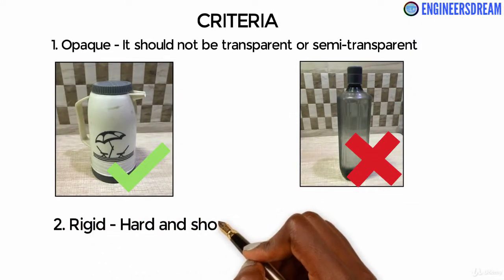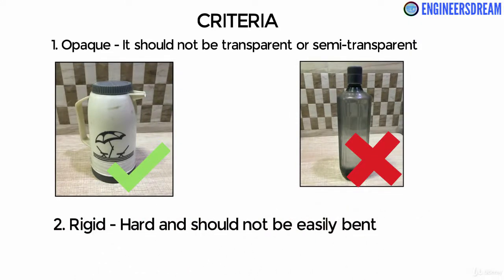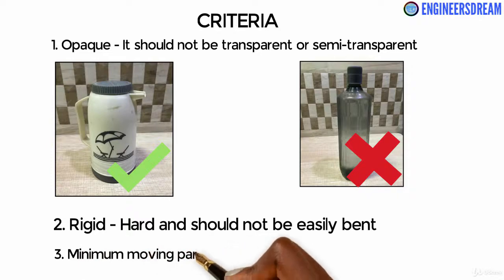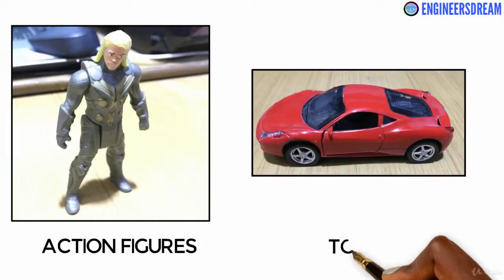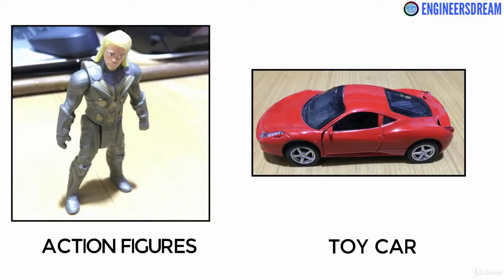The second criteria is that the object must be rigid, that is, the object must be hard and it should not be easily bent or forced out of shape. The third criteria is that the object must have minimum moving points. The best example of 3D objects which satisfy the above conditions are action figures, toy cars or toys.